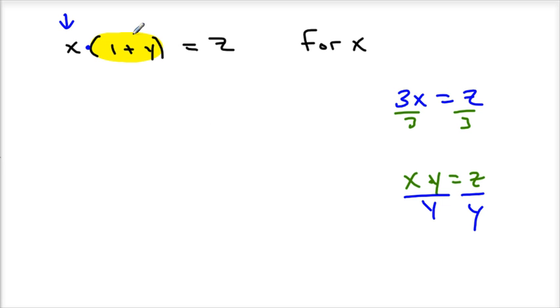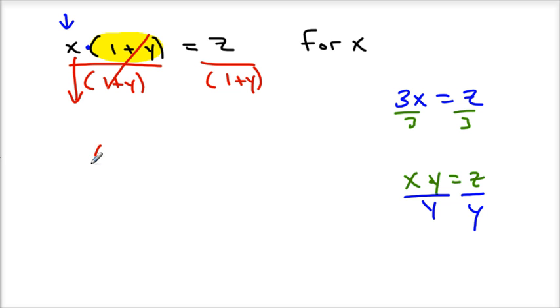So this is just a number multiplied by another number. So let's divide this by 1 plus y. What I do to one side, do to the other. Divide this side by 1 plus y. The whole quantity 1 plus y simplifies, and you're just left with x equals z divided by the quantity 1 plus y. So you can divide through by a whole quantity, remember, because this quantity just represents one number.